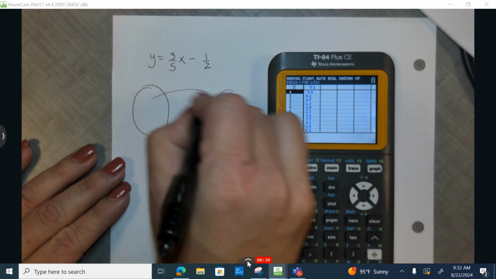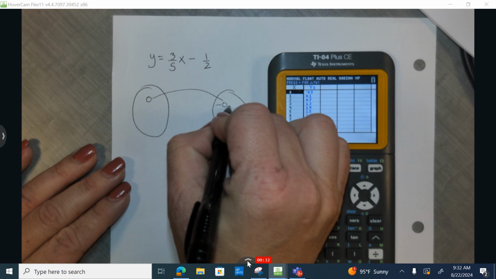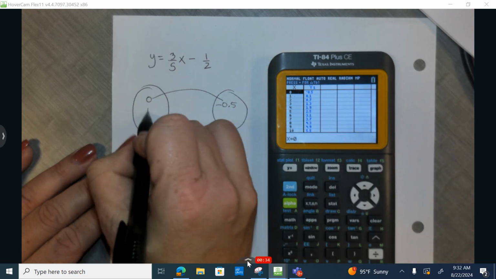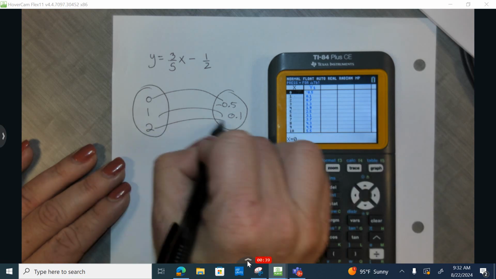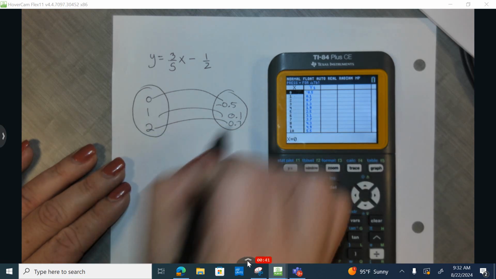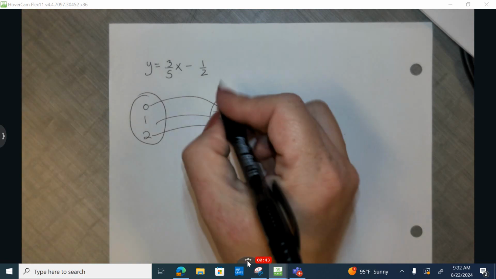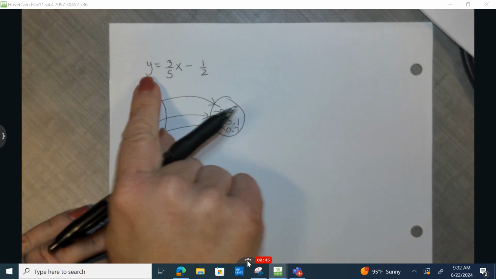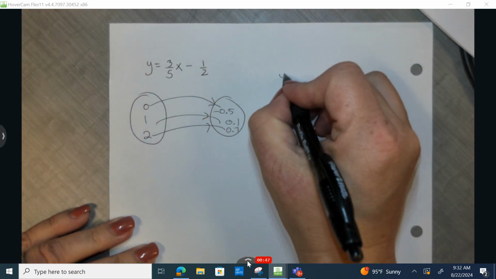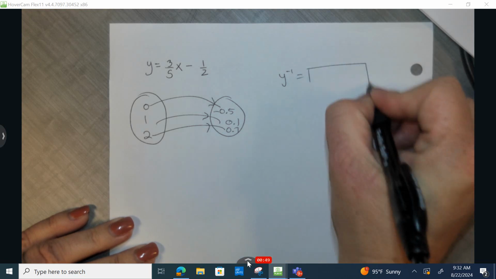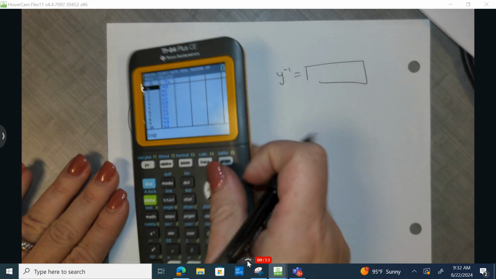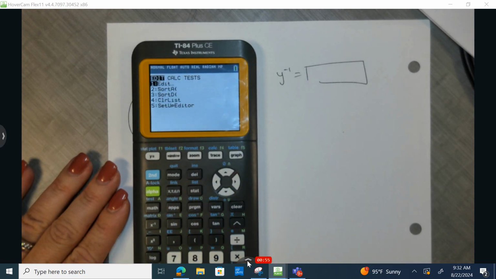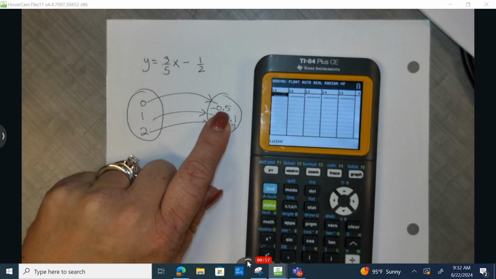0 goes with negative 0.5. 1 goes with 0.1. 2 goes with 0.7. And it goes in this direction for this function. But I know the inverse of this function needs to reverse it. So I'm going to come up to stat and press enter and plug in this first.